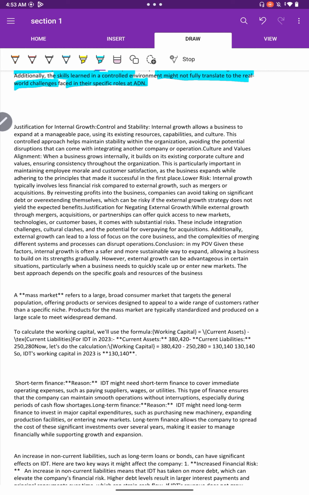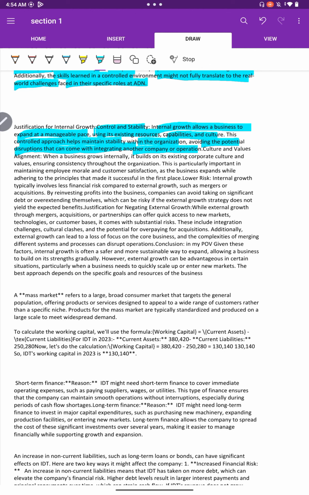So first of all, now let's read what would be the advantage if you use internal growth. So there will be control and stability. Internal growth allows a business to expand at a manageable pace using its existing resources, capabilities, and culture. This controlled approach helps maintain stability within the organization, avoiding the potential disruptions that can come up with integrating the company and operations.